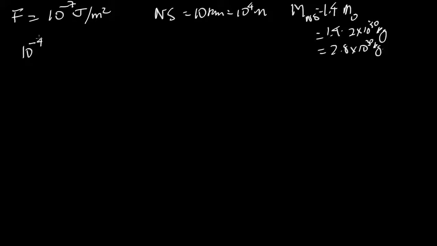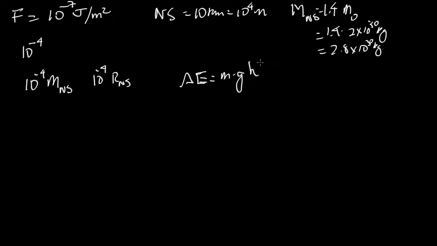So imagine that we want to figure out how much energy that might release. So what we're going to do is move 10 to the minus 4 of the mass of the neutron star, and we're going to move it by 10 to the minus 4 of the radius of the neutron star. And if I do that on Earth, I know that the potential energy change is equal to the mass times the gravitational acceleration of the Earth, g, times the height.